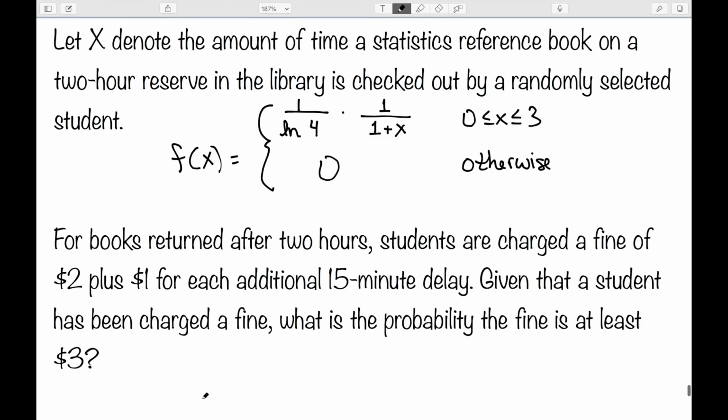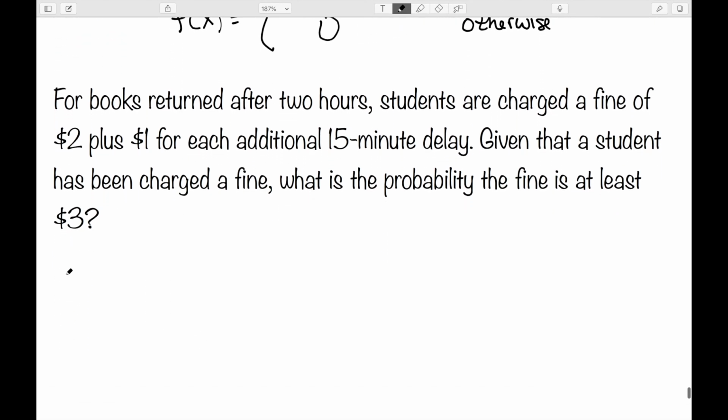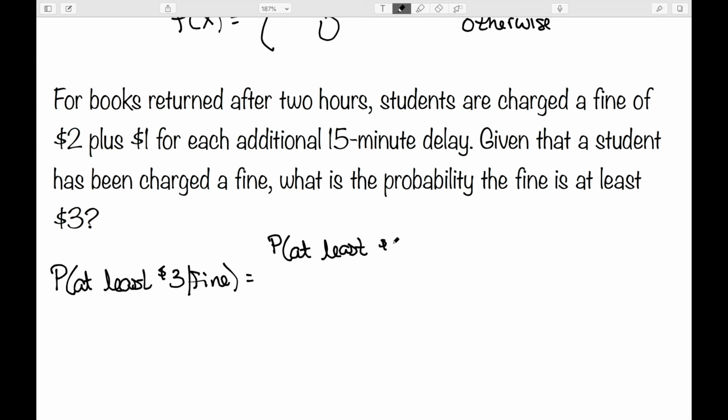Next, given that a student has been charged a fine, what is the probability that the fine is at least $3? So we want the probability that the fine is at least $3, so 3 or more, given that there was a fine in the first place. Conditional probability says we want the probability of both, so there needs to be a fine and it needs to be at least $3, divided by the probability of the thing I know, the probability that there was a fine in the first place.